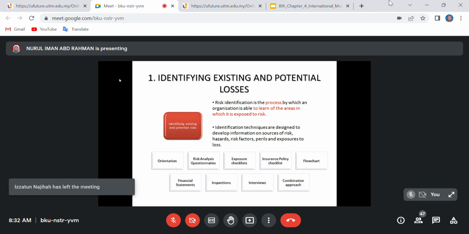So identifying is when you identify the risk at your area. Okay? Let's say you work in a company, so you find the risk at your company. Kalau contoh yang for your assignment, it is the risk where you are staying kat rumah korang kan. So kau carilah risk yang mana yang dah ada existing and also potential yang mungkin boleh ada. Okay, so how can you identify risk? You can use these risk management tools and techniques: orientation, risk analysis questionnaire, exposure checklist ni.